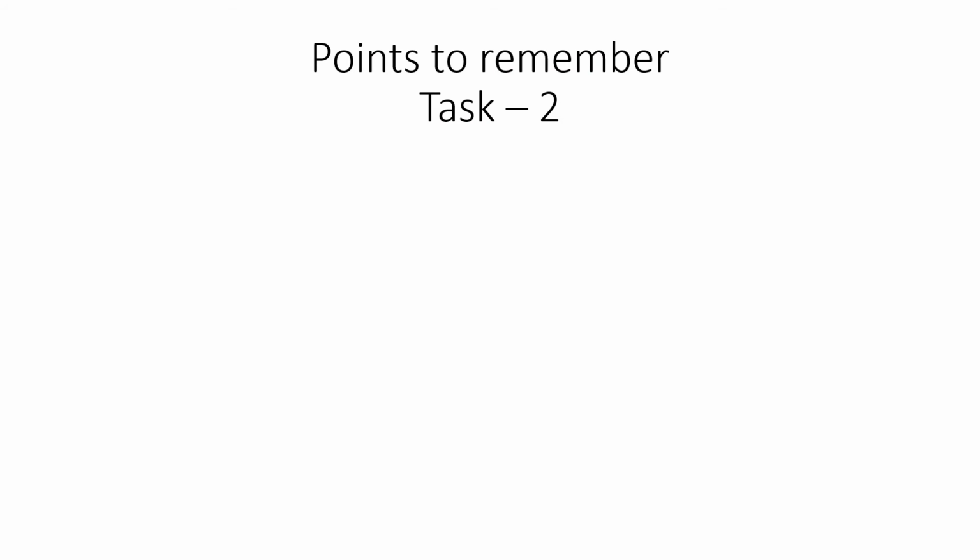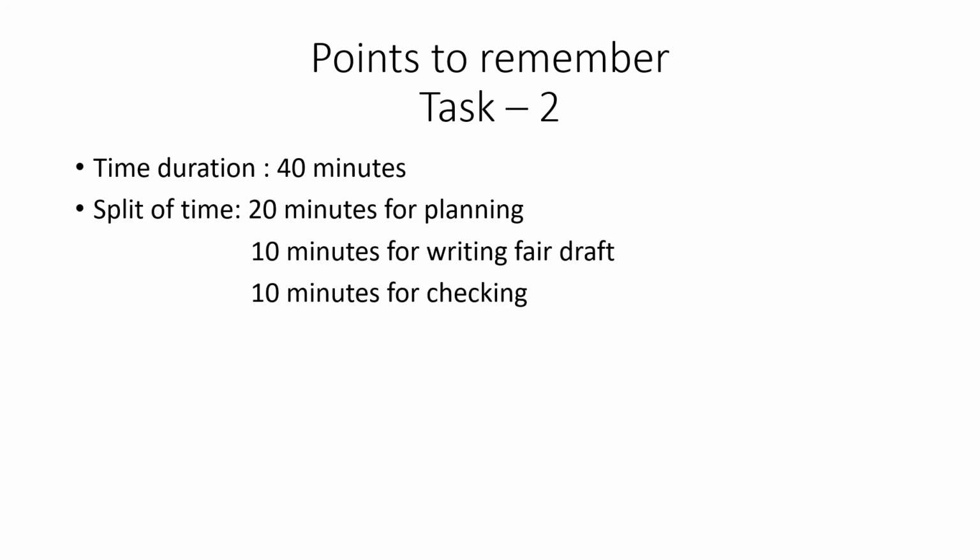Before we start discussing the question, we shall have a look at the important points to remember about task 2. You can spend a maximum of 40 minutes of your time for task 2 of an academic IELTS writing test. In the given 40 minutes, you can use the first 20 minutes for planning your essay, the next 10 minutes for writing the fair draft, and the last 10 minutes for checking your work.